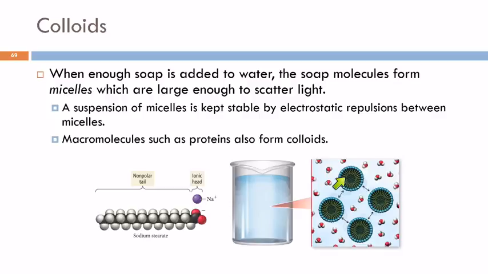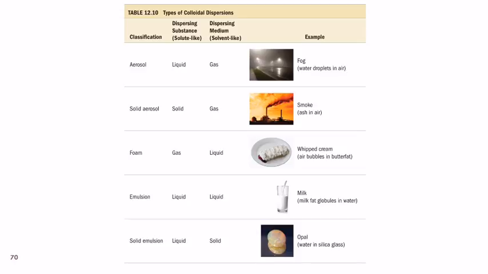These micelles are large enough that they can scatter light. In order for something to scatter light, it has to be large enough for the light to interact with. We also see colloids forming with other things such as proteins, macromolecules, enzymes, things like that. There are many different types of colloidal dispersions that we encounter in everyday life.